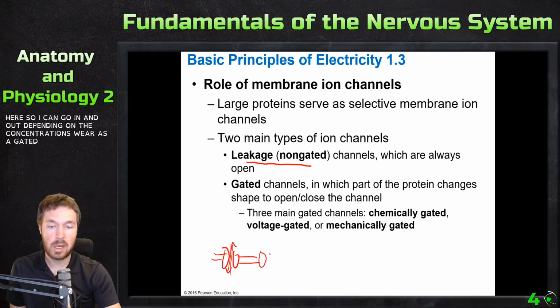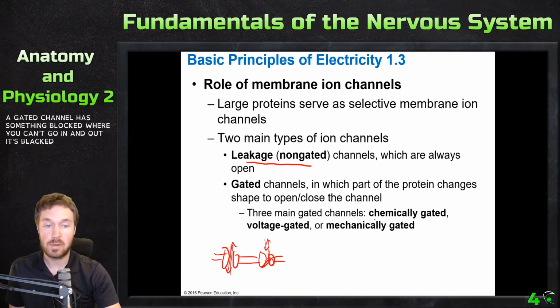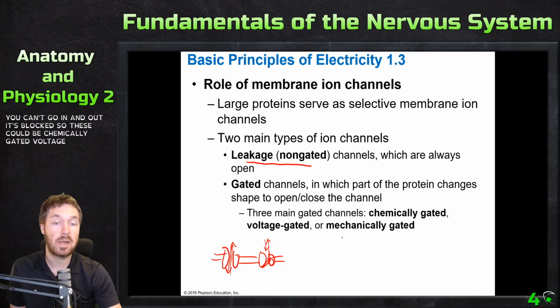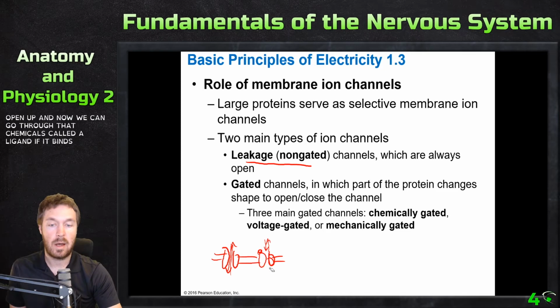Whereas a gated channel has something blocked where you can't go in and out. It's blocked. These could be chemically gated, voltage gated, or mechanically gated. If a chemical binds right here, this gate would open up and now we can go through. That chemical is called a ligand if it binds.